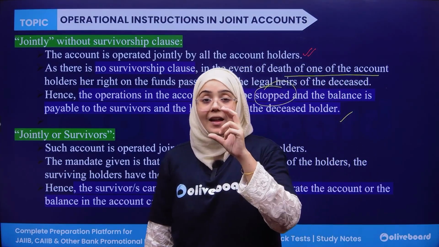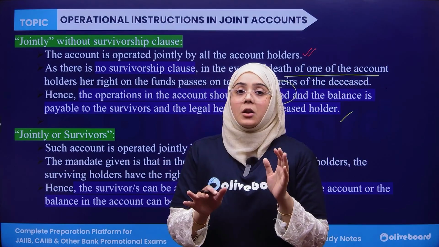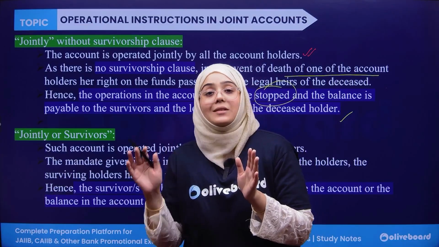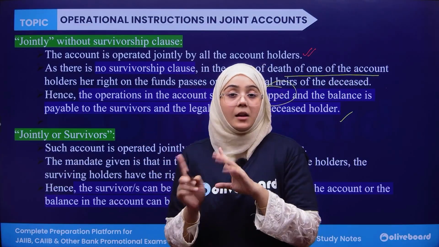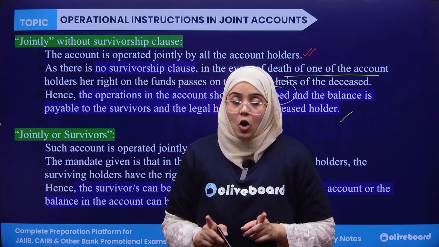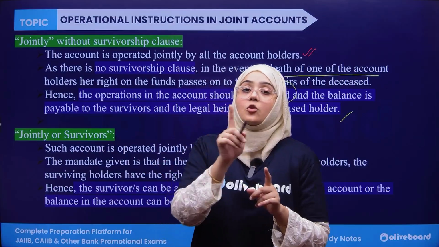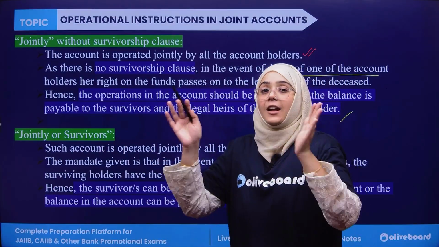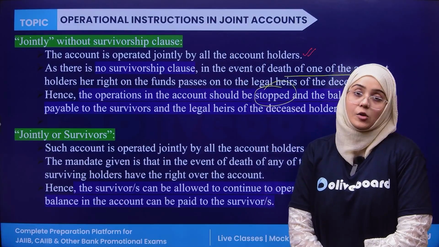So A has a legal heir C and there is B. Now A died. The amount is transferred to C, but the account cannot be operated by B and C. The account should be stopped and the fund is transferred first of all to the legal heir and second to the rest partner. Okay, and this account is actually closed. This is known as jointly without survivorship clause.